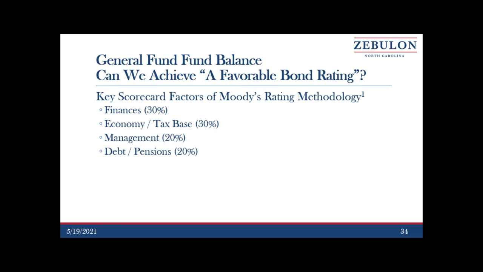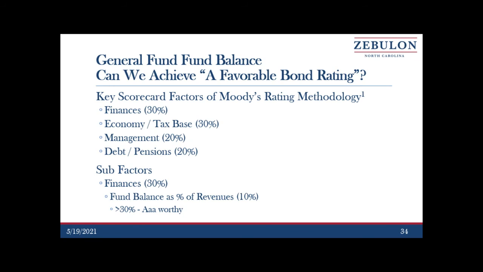When you're talking about fund balance as it relates to our bond rating, and what we need to do to achieve and keep a favorable bond rating, you see here the methodology from Moody's. Some of you have heard this before, but we'll go over it again. 30% of it is based on finances, and then 30% is based on the economy and the tax base. There's about 13 categories that make up this 100%.